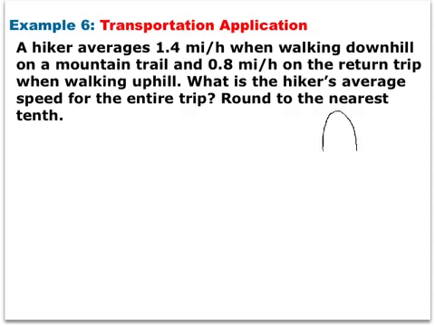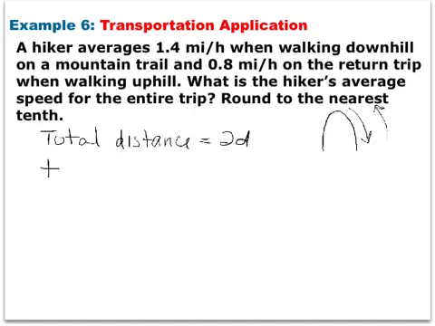Okay, I've got a hill. When I'm going downhill, that's one distance. When I'm going uphill, that's twice the distance. So our total distance is 2d. So d is one way, 2d is both ways. Our total time.